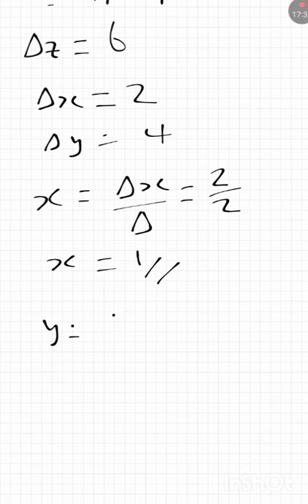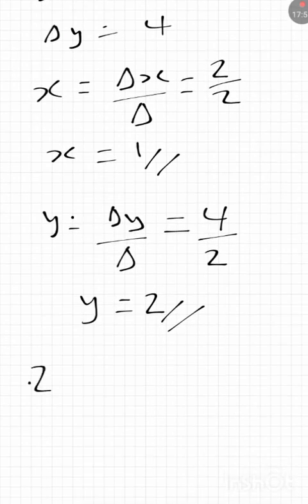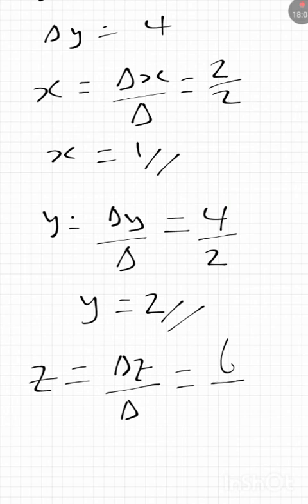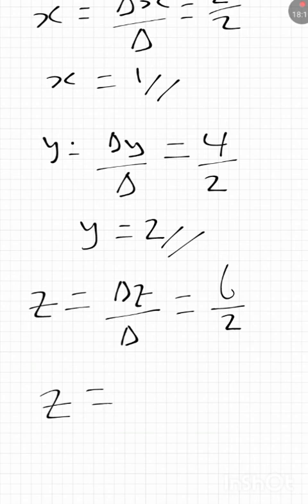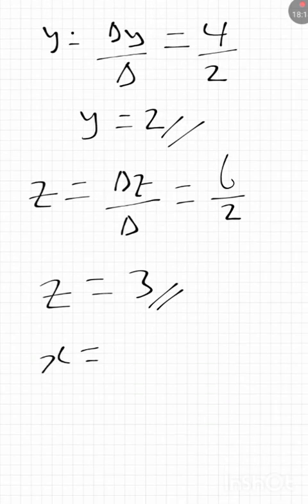Y will be equal to delta y divided by delta. Delta y is equal to 4 divided by 2. Y is equal to 2. And then z is equal to delta z over delta, which is equal to 6 divided by, what is delta? 2. Therefore, I have z is equal to 3. The values are x is equal to 1, y is equal to what? 2, and z is equal to 3.